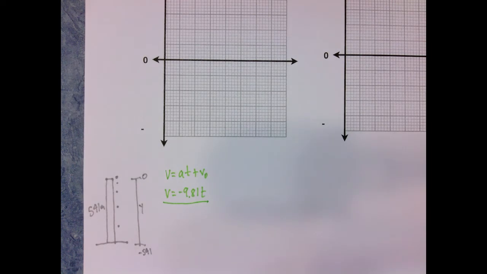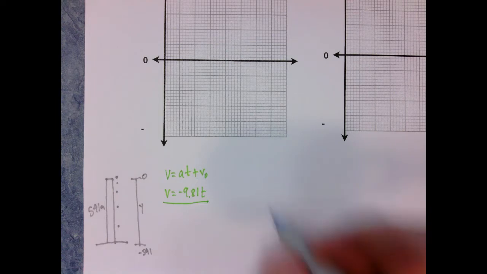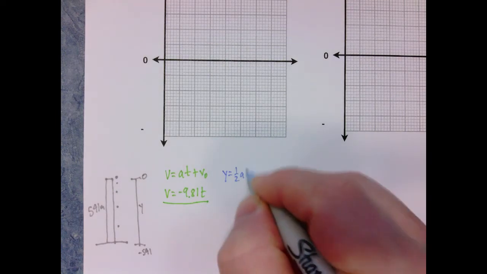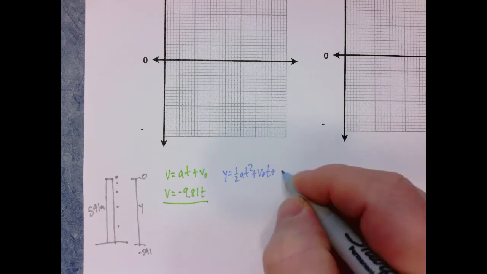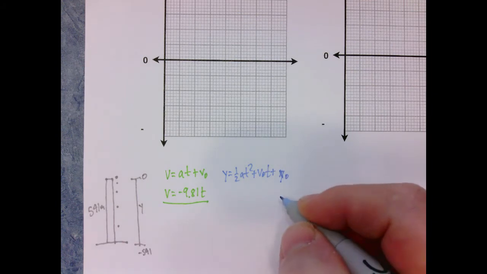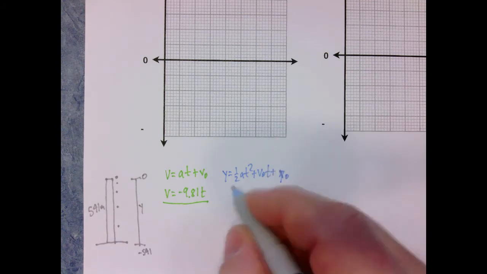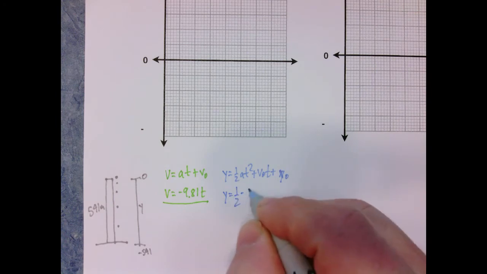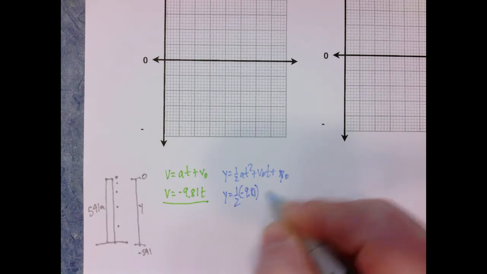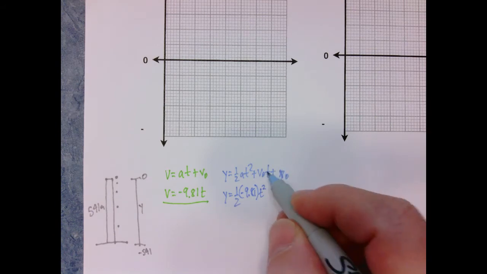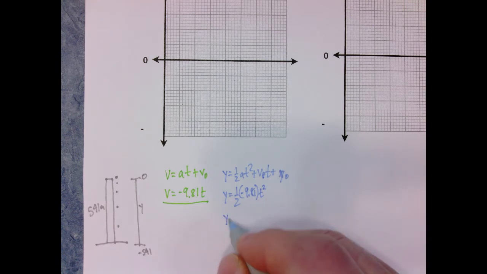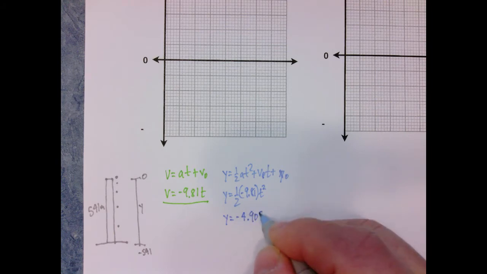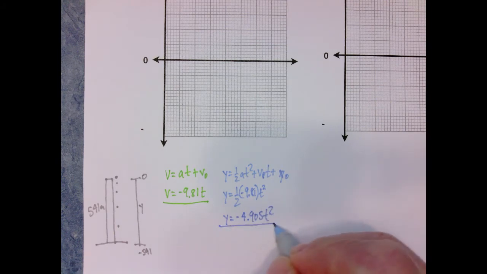Now let us consider the model for the position. y equals 1/2 at squared plus v0t plus y0. So now we have y equals 1/2 of negative 9.81 t squared. The initial velocity is 0, so this term drops out, and the initial position we set is 0. So we are left with y equals negative 4.905 t squared. So that's the model that describes our position.